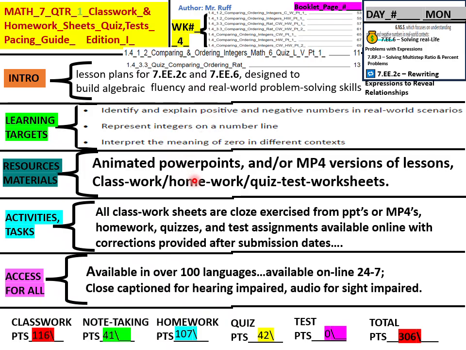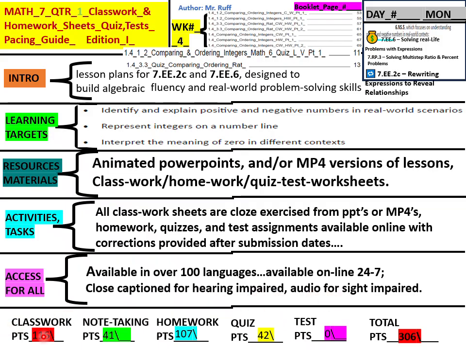And then, as per usual, animated PowerPoints and MP4 versions of lessons, classwork, homework, quiz, and test worksheets. Then all activities and tasks are implemented by class worksheets, which are closed exercises from the PowerPoints or video. Homework, quizzes, and test assignments are available online with corrections provided after submission dates. Then accessibility: available in over 100 languages, online 24/7, closed caption for hearing impaired, audio for sight impaired.